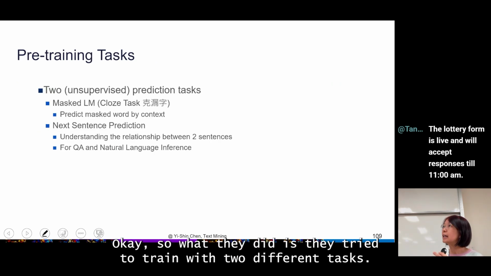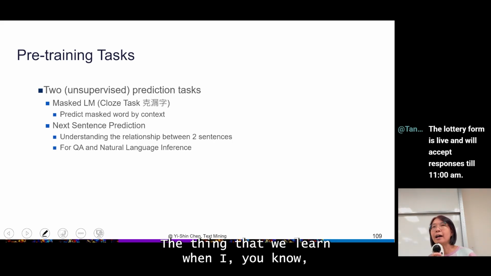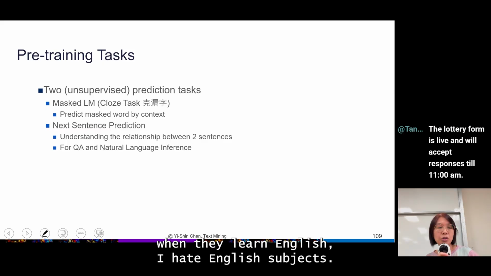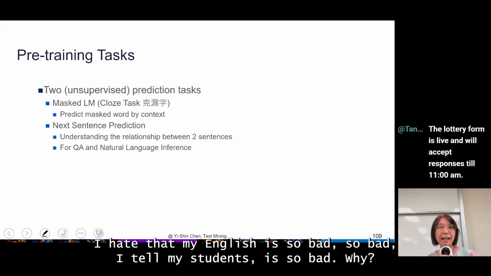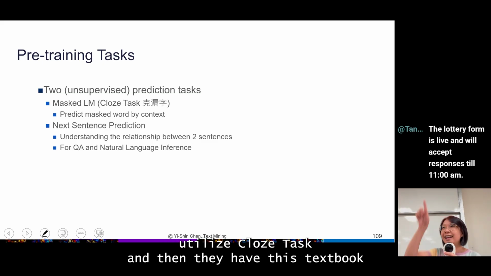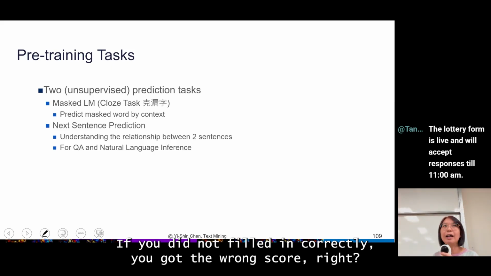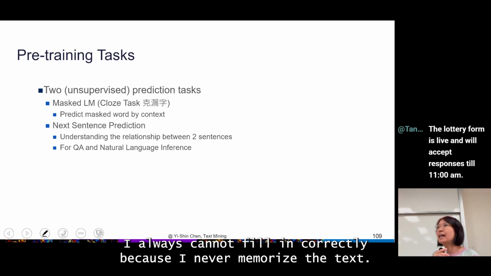They train with two different tasks. One is the cloze task, the thing that we learned when I learned English. I hated the English subject, my English is so bad, I tell my students. Why? Because my class teacher always liked to give cloze tests, using a textbook with so many things cut out and asking you to fill in. If you did not fill them in correctly, you got a wrong score, right?